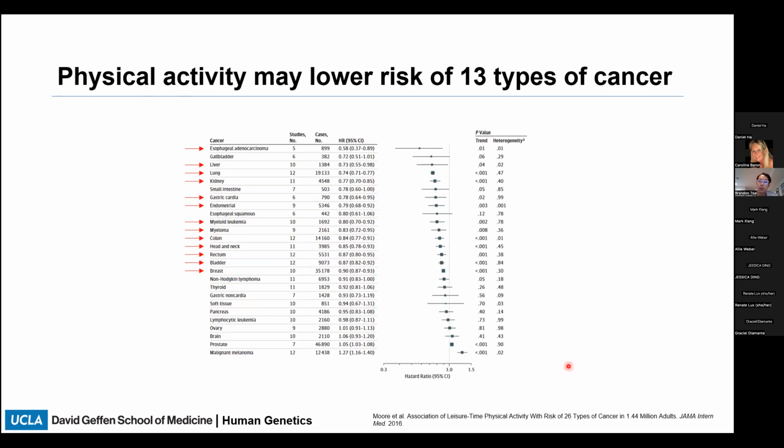Here is a plot of the hazard ratios of 26 different cancer types. A hazard ratio less than 1 indicates less risk of cancer with physical activity, and greater than 1 means higher risk of cancer with physical activity. The red arrows just indicate 13 different types of cancer that were found to have statistically significant decreased risk with physical activity.